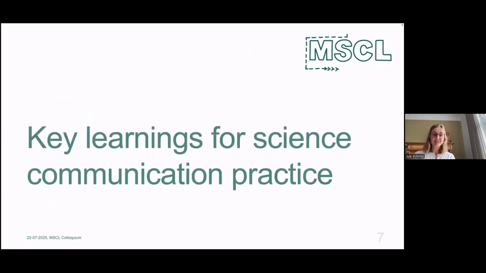So the next section will focus on our key learnings for science communication practice after giving this short introduction to the project itself. And this is really about giving you a broad overview of what we learned as researchers in preparing, facilitating, and evaluating such a workshop. And it's less about discussing the results of each method.